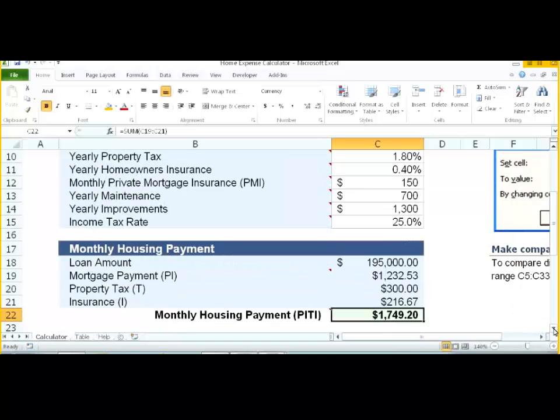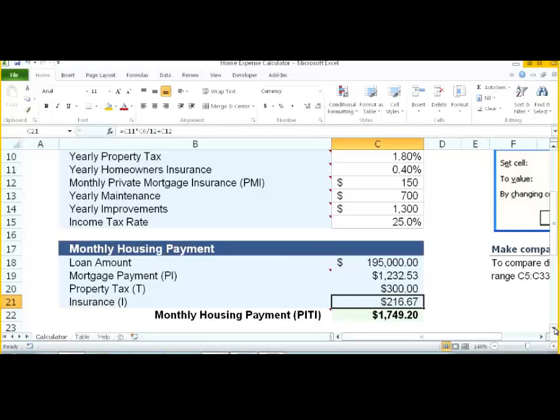So your monthly house payment. Just on the principal of $195,000, your payment is $1,232.53. So that's paying off your loan. Then you have property tax, which they say is 1.8% of the value. That's $300 a month, so $3,600 a year for property tax, which is somewhere between what I pay and what New Jersey pays. Then you've got your insurance, which includes both private mortgage insurance and your homeowner's insurance.